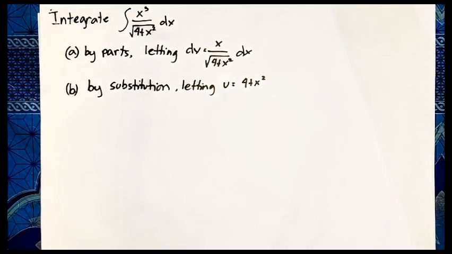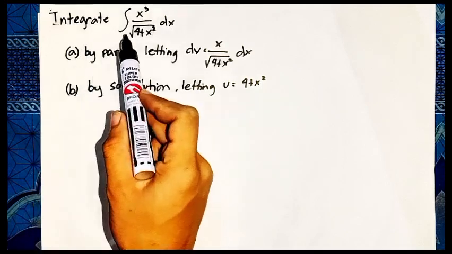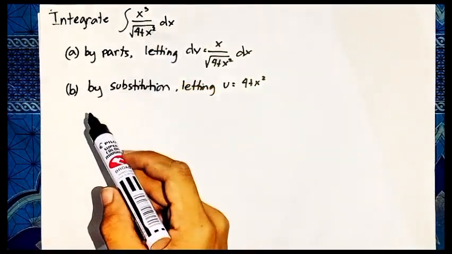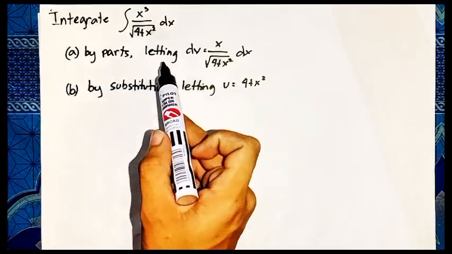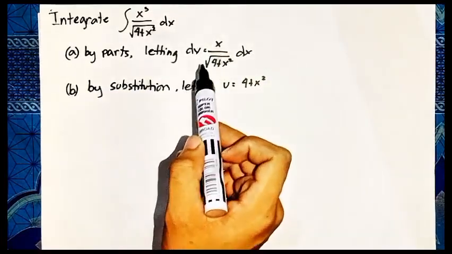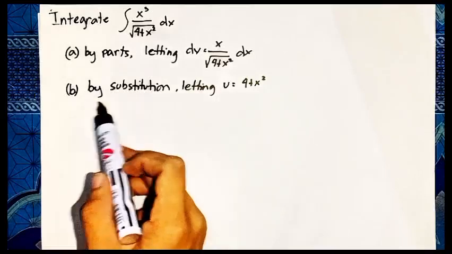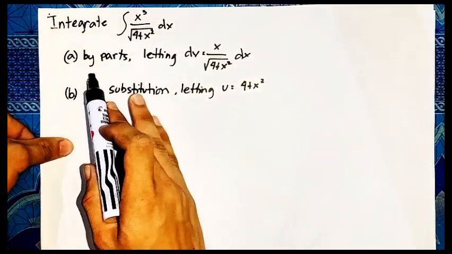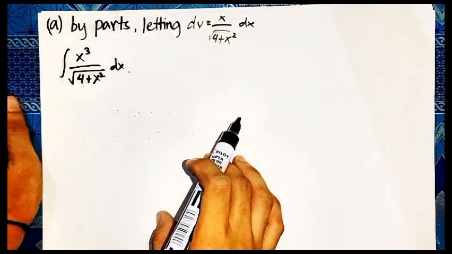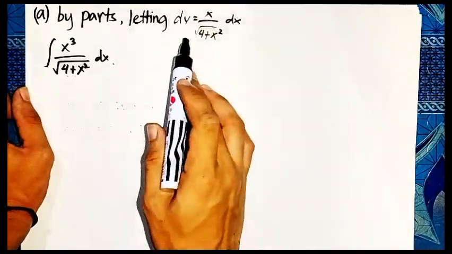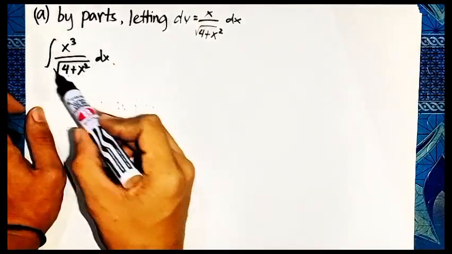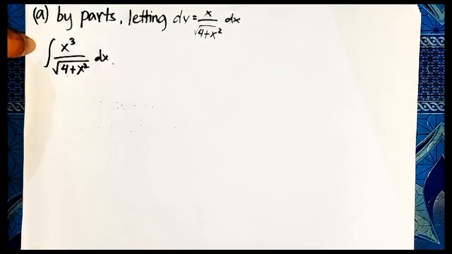Now let us proceed to our fourth problem. We have to integrate the integral of x cubed over the square root of 4 plus x squared dx. A is by integration by parts, letting dv equal x over the square root of 4 plus x squared dx. And B is by substitution, letting u equal 4 plus x squared. So let's start with letter A. Letter A is by parts, letting dv equal x over the square root of 4 plus x squared dx. And this is our problem, the integral of x cubed over the square root of 4 plus x squared dx.